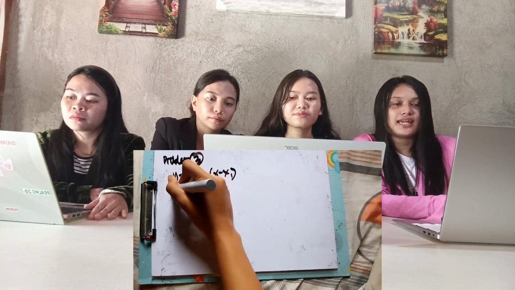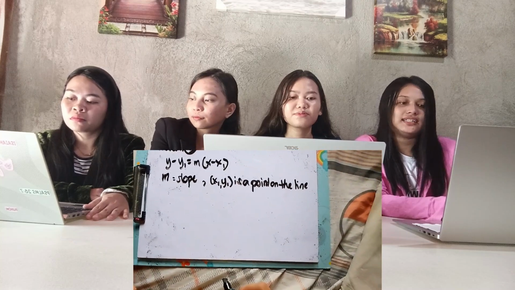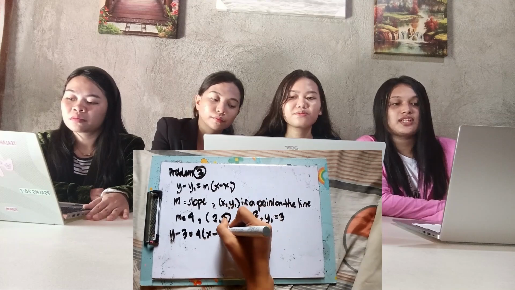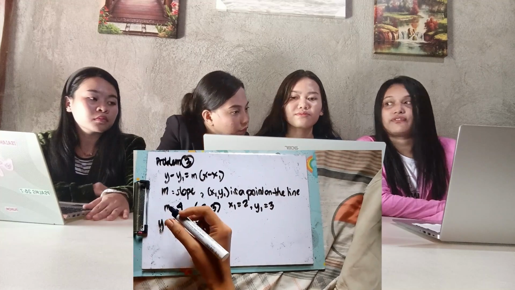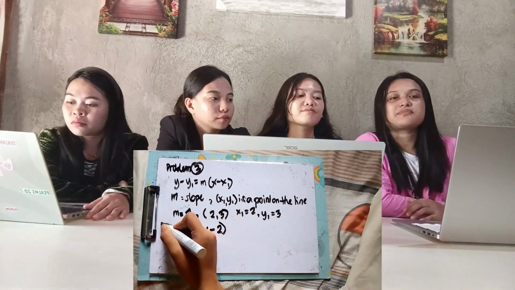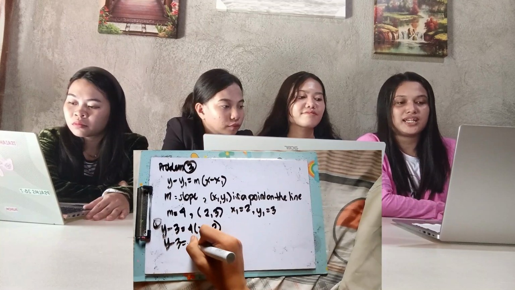Sure. Since we're given a point and a slope, we can use the point-slope formula to write the equation of the line. So the point-slope formula is y minus y sub 1 equals m times x minus x sub 1, where m is the slope and (x sub 1, y sub 1) is the point on the line. So the first step, substitute the given values into the formula. y minus 3 equals 4 times x minus 2. Distributing the 4, we have y minus 3 equals 4x minus 8.